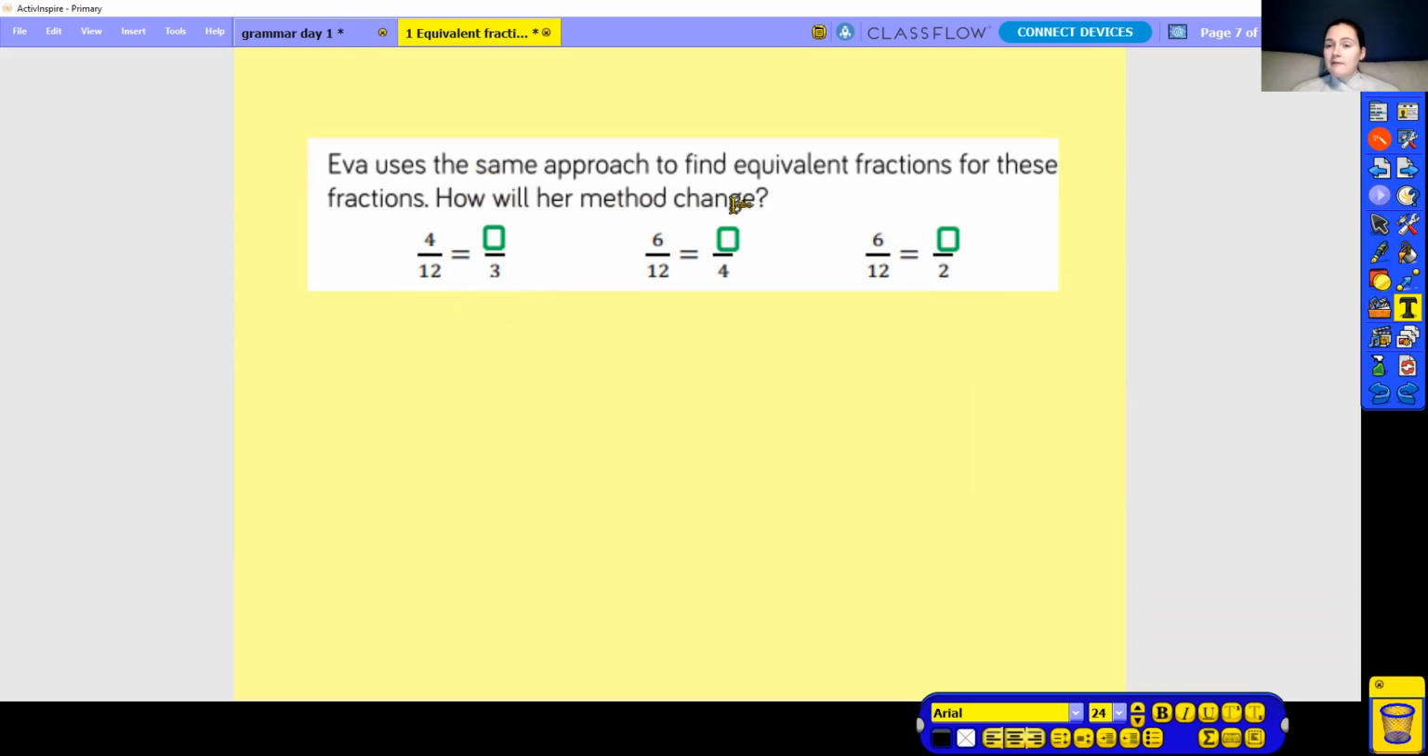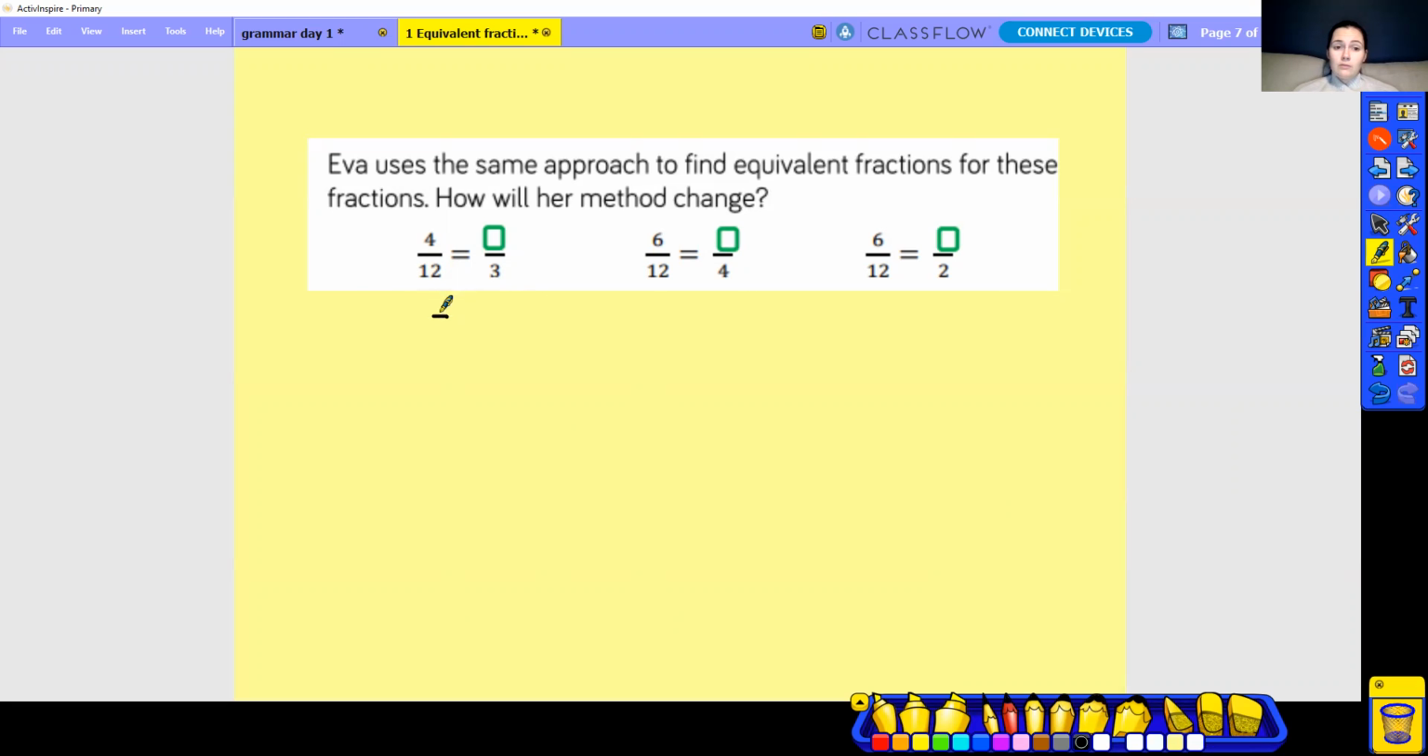So here it says, how will a method change? Well, she can't multiply anymore. She needs to divide, doesn't she? She's got to do the opposite. So we're thinking now, how do we get from 12 to 3? And we're thinking about our multiplication facts here. So what do we need to do to the 12 to get to the 3? Well, I know if I divide my 12 by 4, I get 3. So 12 divided by 4 equals 3.